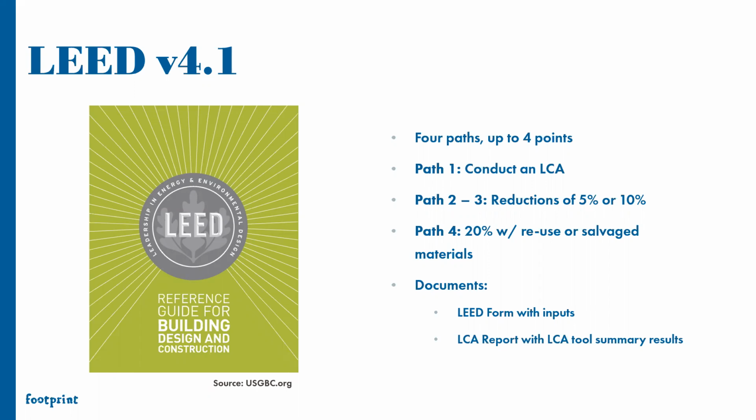And then there was also a 4th path, which is if you can reduce 20% in global warming potential and reuse or salvage materials. And I think it was 10% in 2 other impact categories as well. This is the same, where it's global warming potential and 2 other impact categories that would get you up to 4 points. So looking at LEED version 4 and LEED version 4.1, they are relatively the same, especially now after all these different updates have gone by.